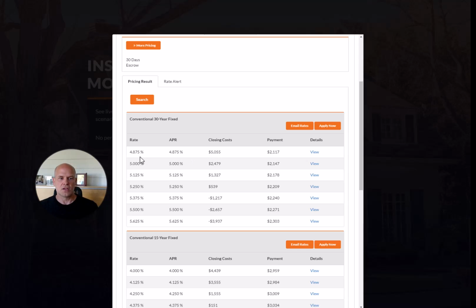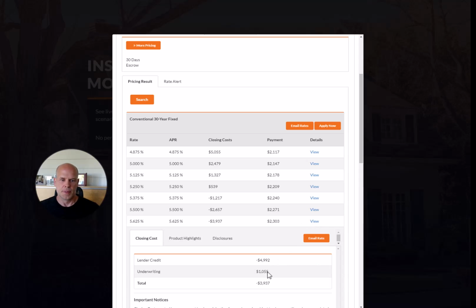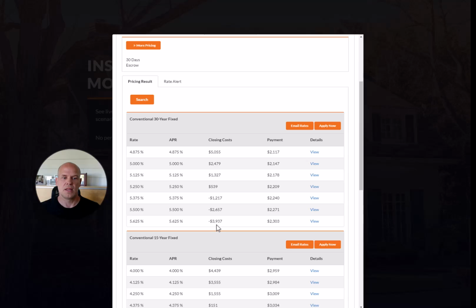Okay, and it goes the other way as well. Do you see these negative numbers? If we wanted to raise the rate a little bit, we could get a credit from the underwriter. So you'll see the underwriting fee is the same, but the lender credit has gone up. Our bottom line is we could have $3,937 from the underwriter that could pay other items. So it helps us, if we need it, to bring in less cash to closing.